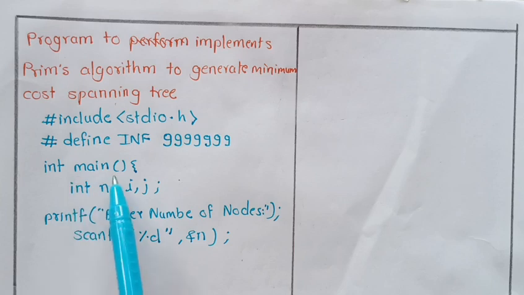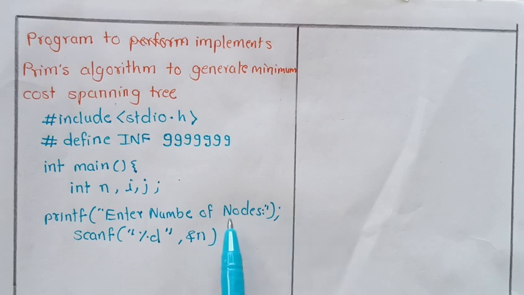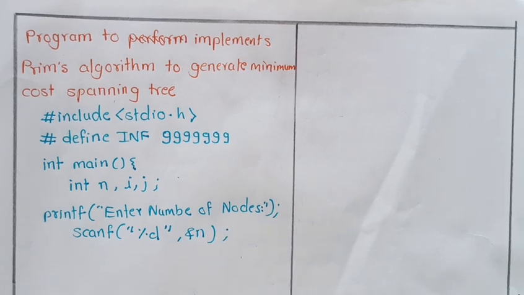Next, the program will start from the main function. In the main function we are declaring n, the number of nodes you have to read, and i and j for the loops. Next, here: enter number of nodes. You have to give a message to the user, and then we are reading the number of nodes here. Whatever value is read will be stored in n.